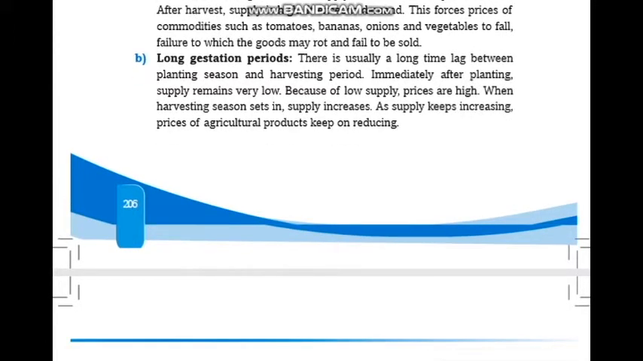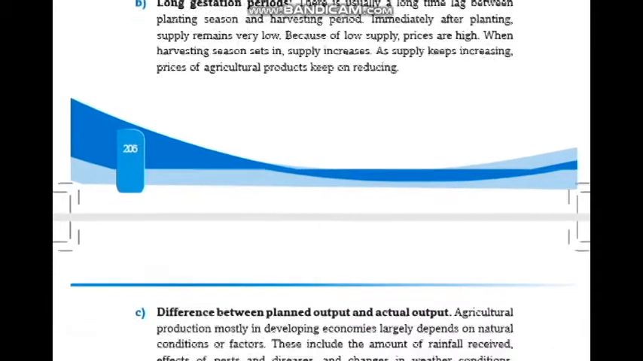B, long gestation periods. There is usually a long time lag between the planting season and the harvesting period. Mu gihe bateye imyaka cyangwa se abahinzi bateye imyaka ntabwo bihita bigera ku kanya ngo bajyane ku isoko, ahubwo ni igihe kirekire. That we call long gestation period. In this long period, immediately after planting, supply remains very low. Because of low supply, prices are high.